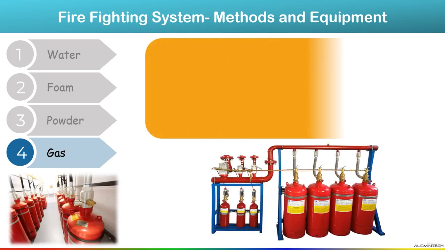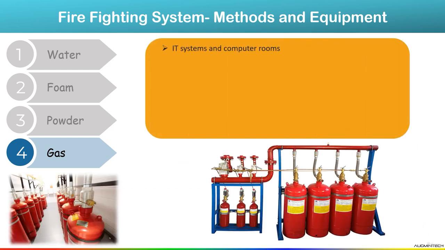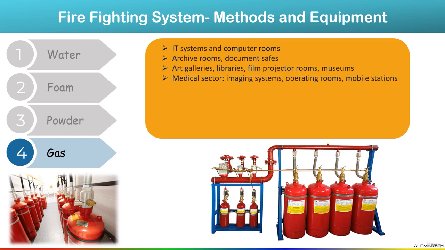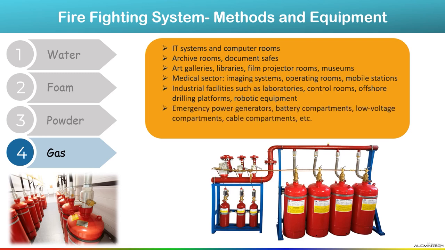Basically in IT systems and computer rooms, archive rooms, document safes, art galleries, libraries, and the medical sector also use this type of gas suppression system. Also in industrial facilities such as laboratories, control rooms, offshore drilling platforms, robotic equipment, then emergency power generators and battery compartments. So in these areas you can use this gas suppression system to extinguish the fire.